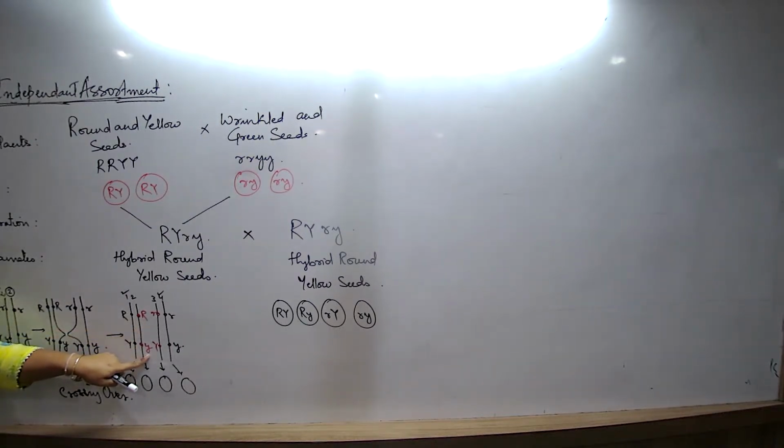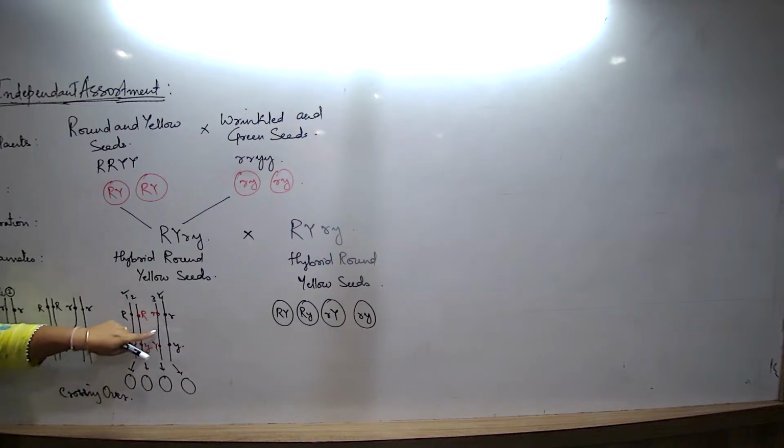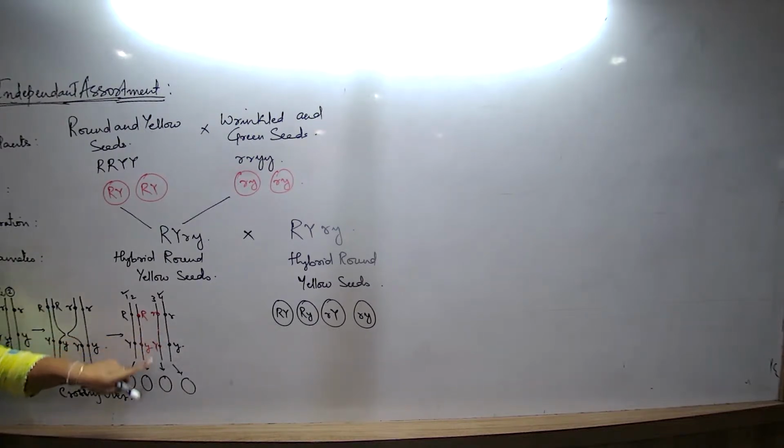It is like this. Why is it known as independent assortment? Every chromosome goes in the formation of a gamete independent of the others. This goes in the formation of a gamete independent of the other. This goes in the formation of a gamete independent of the others. Hence the concept of independent assortment.